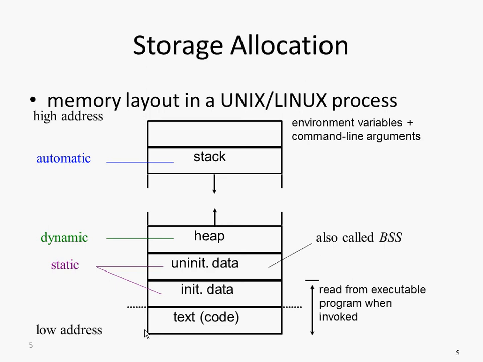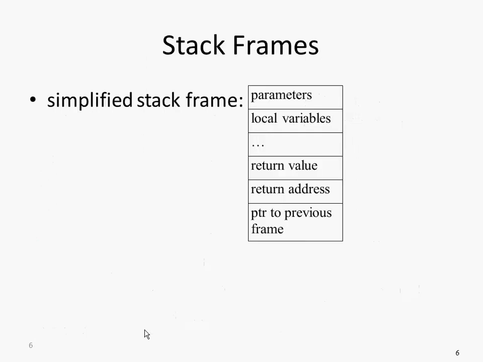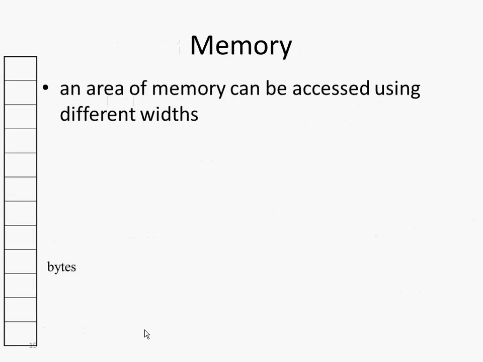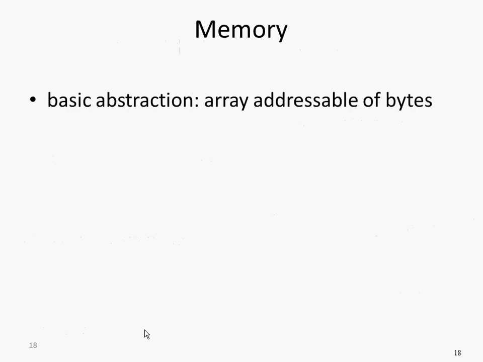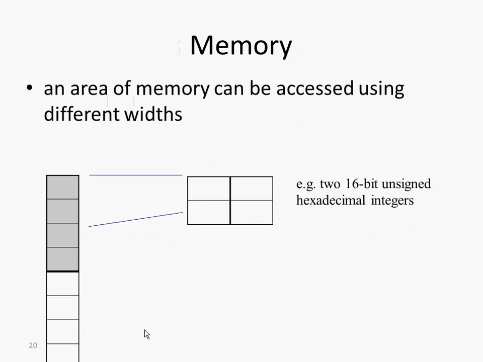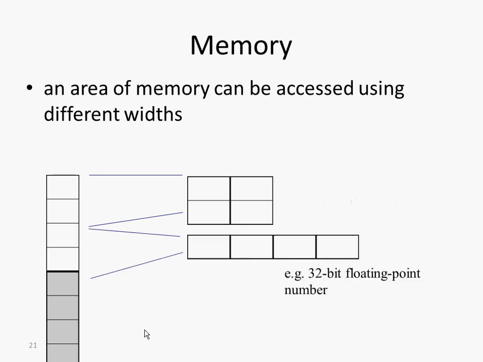Right, so memory. It's an array of bytes. This is how it's viewed from a systems perspective. It can be accessed using different widths. So we could say these first four bytes are two word integers: one integer for the first two bytes, one integer for the second two bytes. We interpret them as integers. Alternatively, we could imagine these first four as a single 32-bit floating point number. Single number, floating point. 3.1415926.